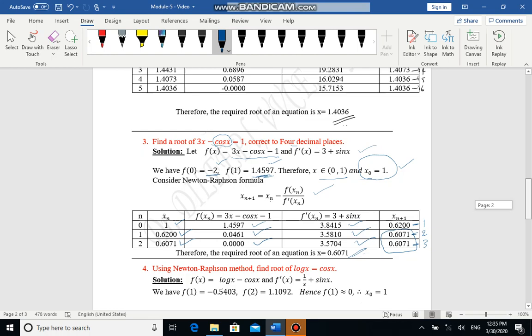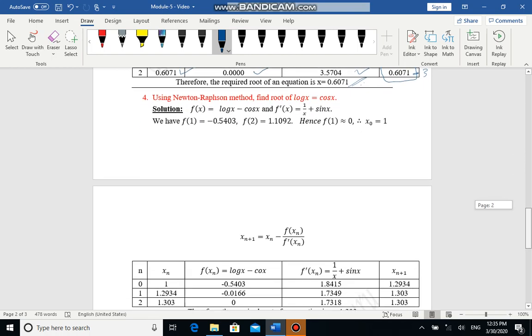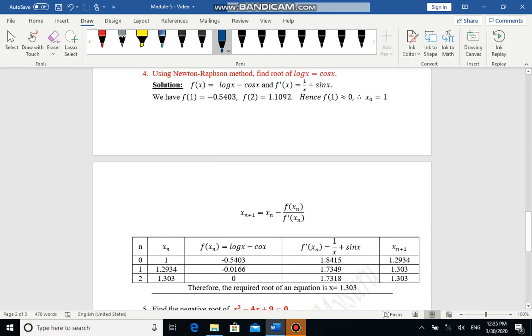Now we'll go for one more example, that is also a transcendental equation. That is, find a root of log x is equal to cos x. Here decimal place is not mentioned. Remember, in a numerical method, if the decimal places are not mentioned in the statement, fix the calculator for 4 decimal places. Now once again in the problem we have a trigonometric function, so the calculator should be in radian mode.